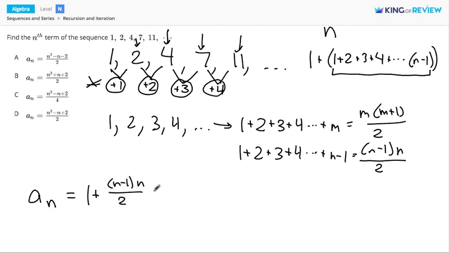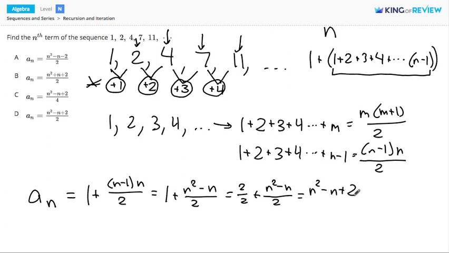Let's do a bit of algebra here. N minus 1 times n is n squared minus n, over 2. If I want to combine these two terms together, I have to change 1 into a common denominator. 1 is the same thing as 2 over 2. Now both fractions have a denominator of 2, so I can add the numerators together, and I get (n squared minus n plus 2) over 2, which looks exactly like, which one is it? The last one, choice D.